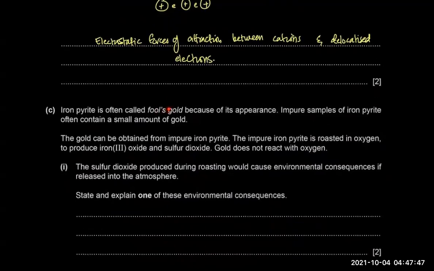Iron pyrite is often called fool's gold because of its appearance. Impure samples of iron pyrite often contain a small amount of gold. The gold can be obtained from this impure iron pyrite. The iron pyrite is roasted in oxygen to produce iron(III) oxide and sulfur dioxide. Gold does not react with oxygen. The sulfur dioxide produced would cause environmental consequences if released into the atmosphere. State and explain one of these environmental consequences.